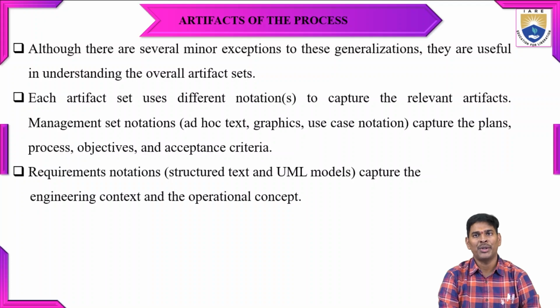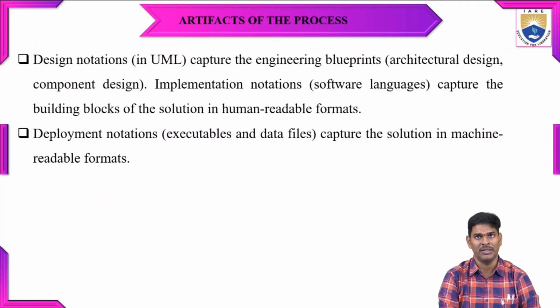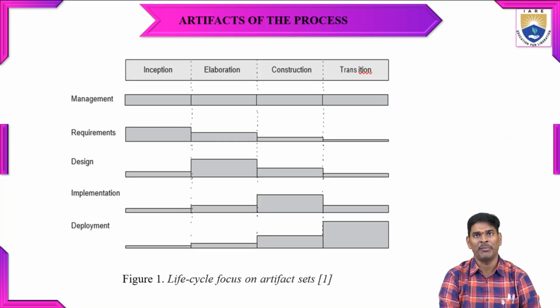Okay, so in the requirement notations, we can have different types of text as well as UML models. These can be captured and understood through the operational concept here. Whereas if you are considering the design notations, we need to capture the blueprint, such as the architecture design and component design. And implementation notations, such as the different types of programming languages, software languages, they need to capture so that it will be easily understood by humans. And in the deployment notations, executable and data files can be read by the machine, in machine-readable formats. So these notations are very important in the deployment notations.